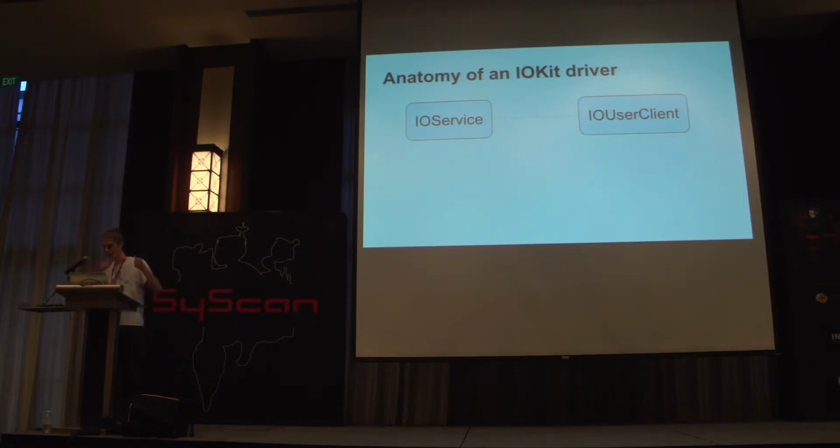So as I said, the fundamental paradigm in IOKit is C++ inheritance. You take the existing code, which does almost what you want, and you inherit from it, subclass it, to add your specific bits. So I've said here that the two main fundamental classes that you're going to be interested in are IOService and IOUserClient.